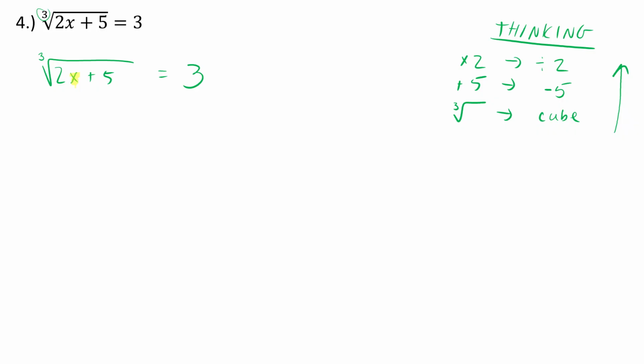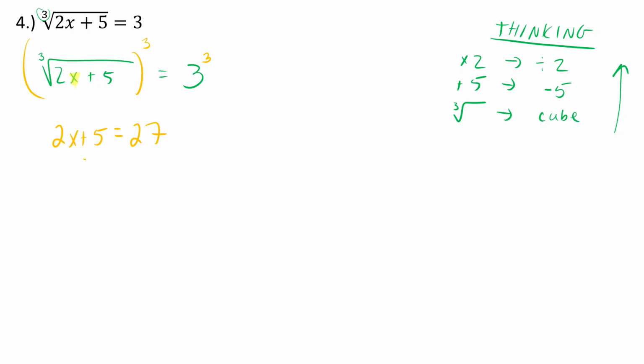Taking a look at this, if I cube what is on the left, I must also cube what is on the right. Cubing a cube root is going to leave us with whatever was inside, so 2x plus 5. 3 to the third power is 27. Be careful there. A common mistake is to say 9. It's easy to see the 3's and think, there we go. But that's 3 times 3 times 3.